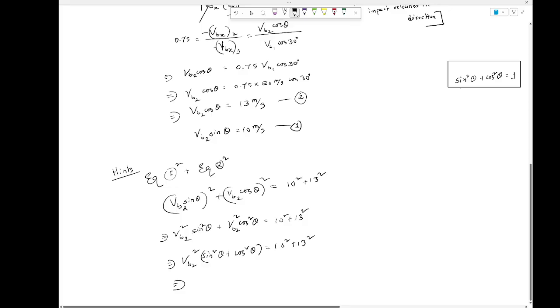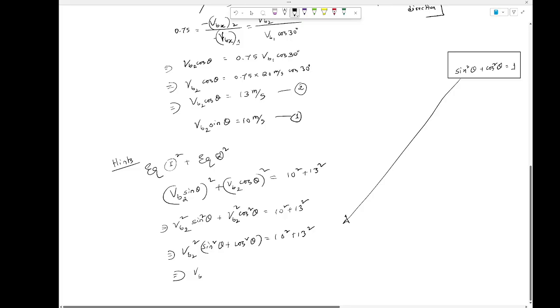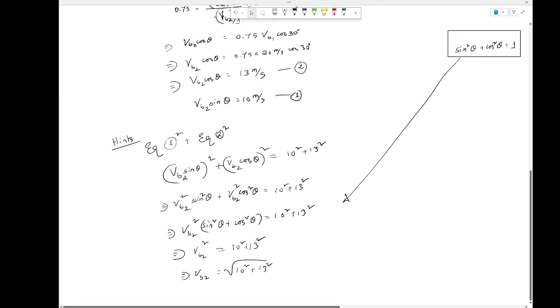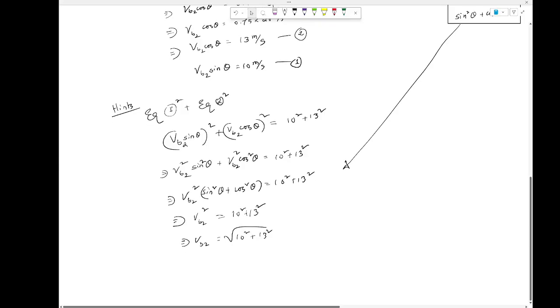And then you know this, right? You'll apply this here. So you're going to have V2 squared. This becomes 1, right? So sine squared theta plus cos squared theta is 1. So you have this 10 squared plus 13 squared. Then you can do a square root, right? 13 squared is 169 and 10 squared is 100, if I'm not mistaken. All right, so if you're going to do the math, we're going to come up with a value of 16 point something, 16.4 meter per second. That's your V2.